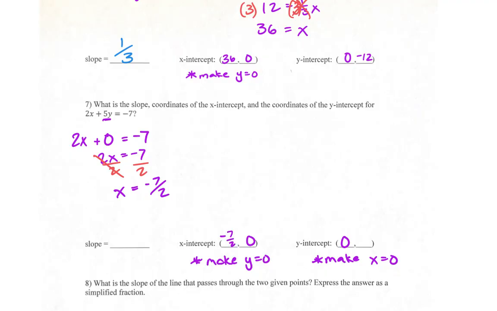I'll do the same thing for the y-intercept, but for the y-intercept, I'll make x equal 0. So it'll be 2 times 0, plus 5y equals -7. I don't need that 0 there. It doesn't make a difference. And it's a one-step equation. Divide by 5. And y equals -7/5.